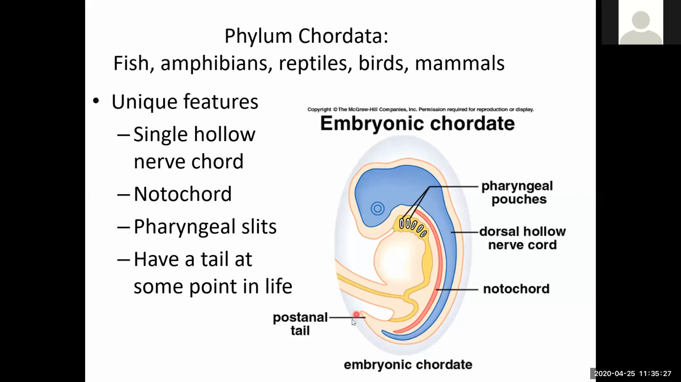All of these chordates have a postanal tail. Here's the anus. Post means beyond or behind. Post-anal tail. Even humans have that. And for the most part, we lose ours during the development from embryo to a full term baby. So these four characteristics are what define Chordata. I would like you to add one more in, and that is the thyroid.